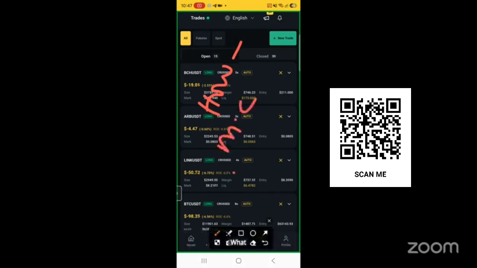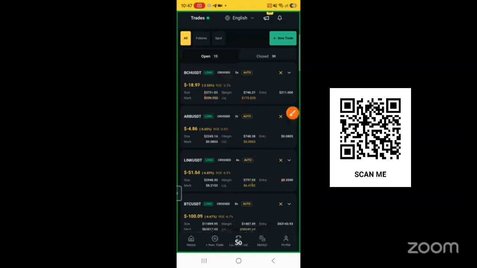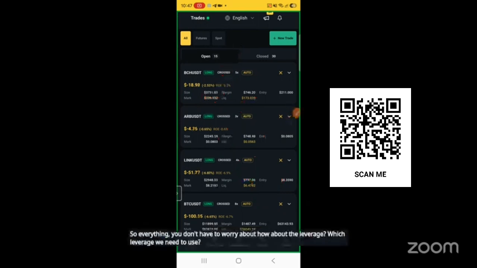What is the historical performance of this coin? What is the safest leverage that this coin has been using in the past that is safe to trade with? So it considers so many things to choose the perfect leverage for that coin. You don't have to worry about the leverage. Which leverage will it use? How will it consider this? It handles all those decisions for you.